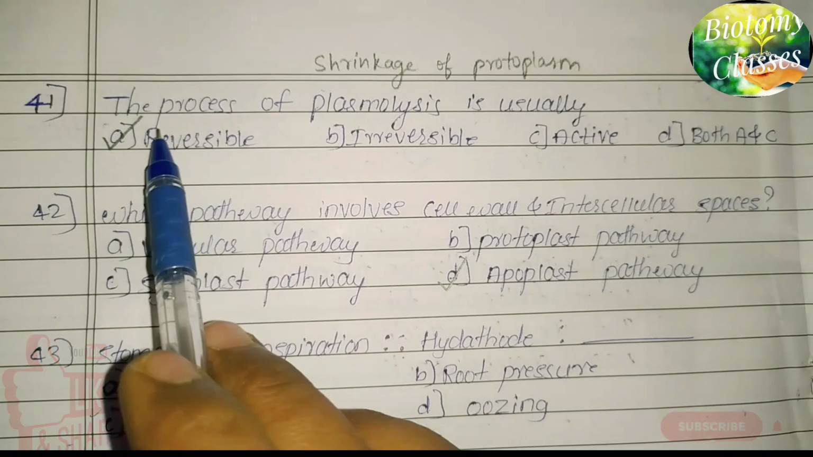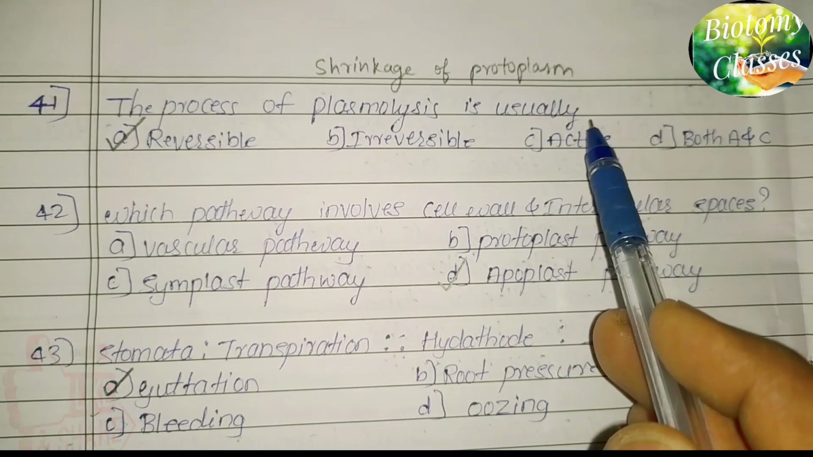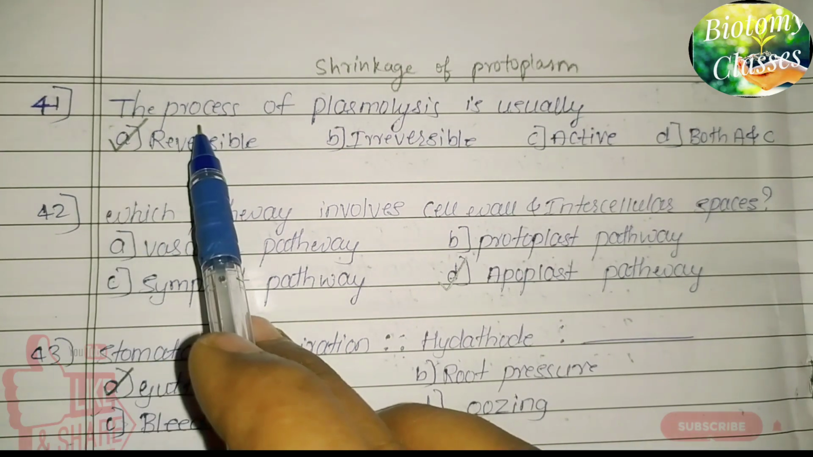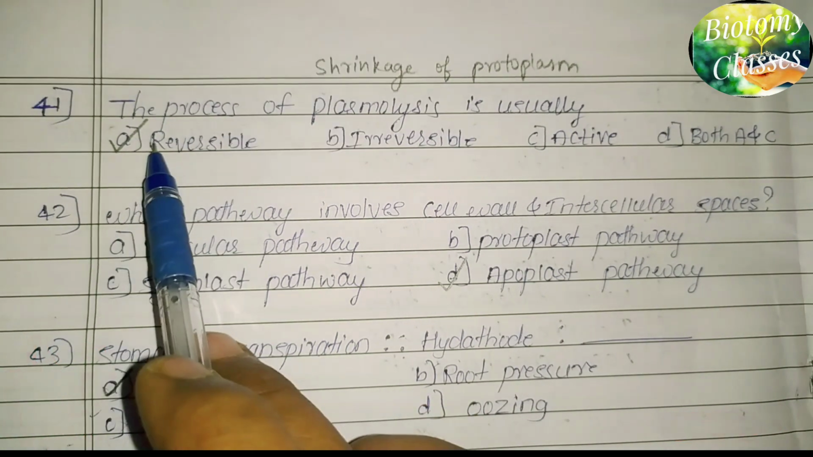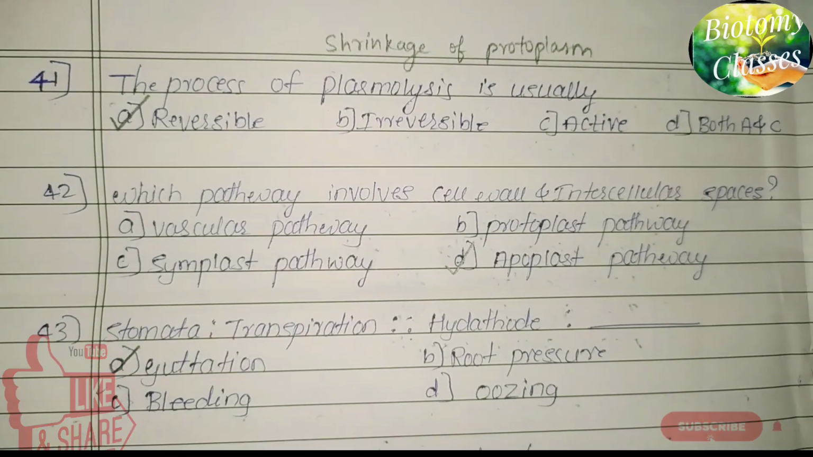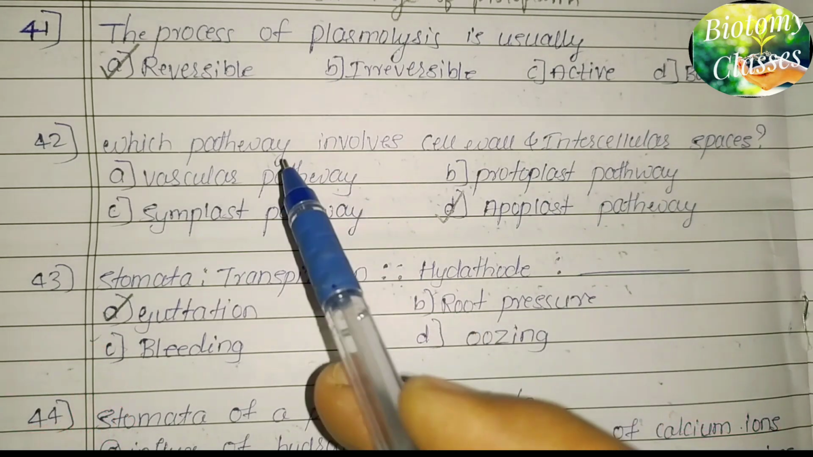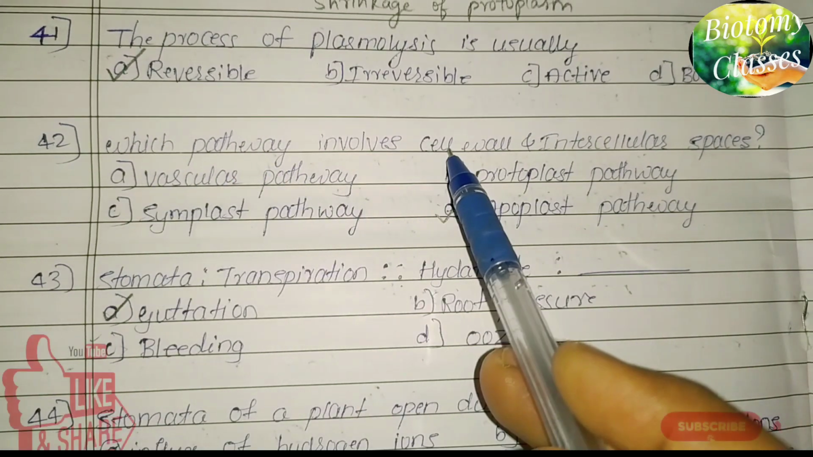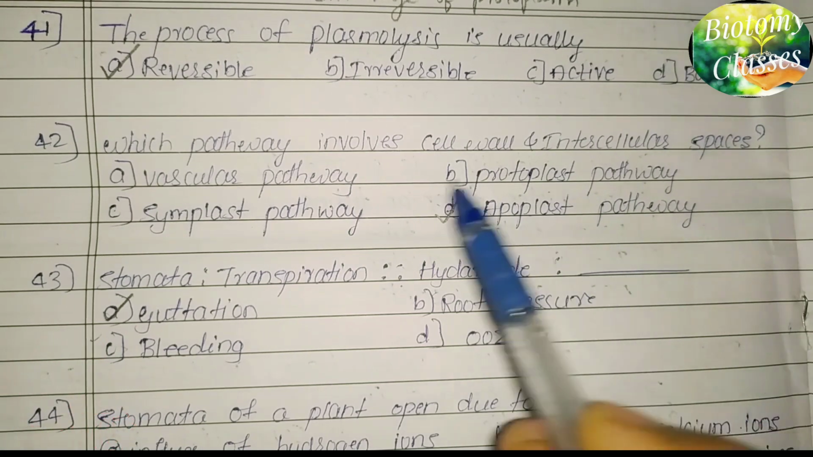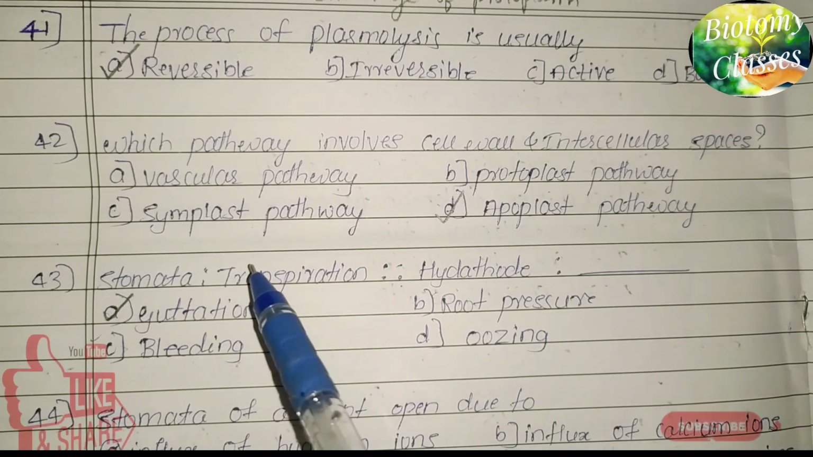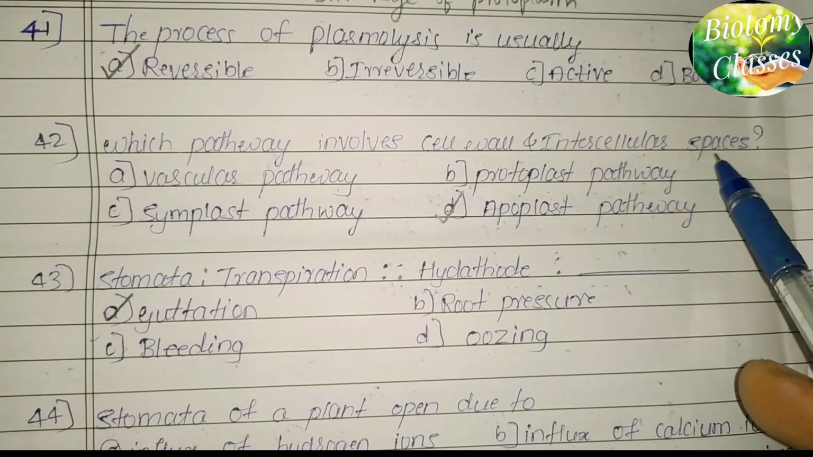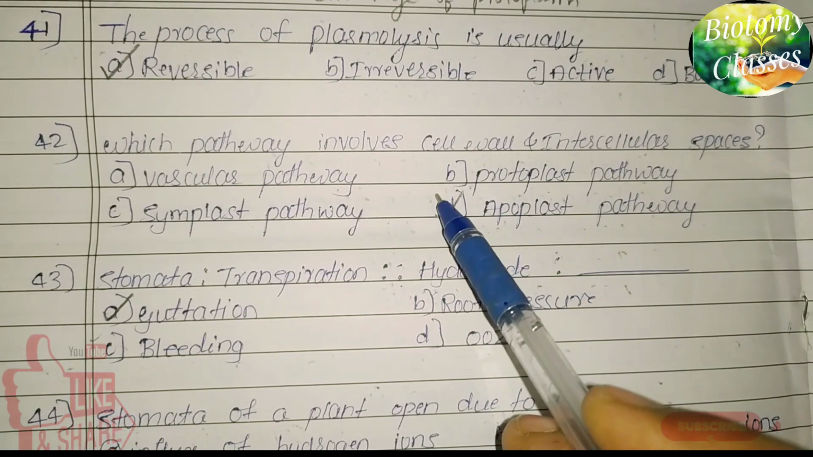41st question. The process of plasmolysis is usually reversible, because it comes under normal stages also. Reversible. A is the right answer. 42nd question. Which pathway involves cell wall and intercellular spaces? That is apoplast pathway, because symplast pathway occurs through the cytoplasm and plasmodesmata. Apoplast pathway occurs through the intercellular spaces and cell wall. So D is the right answer.